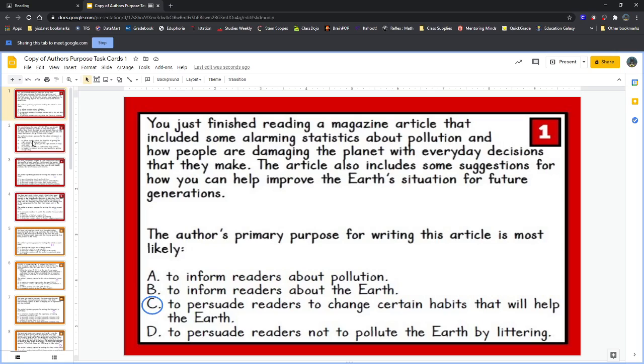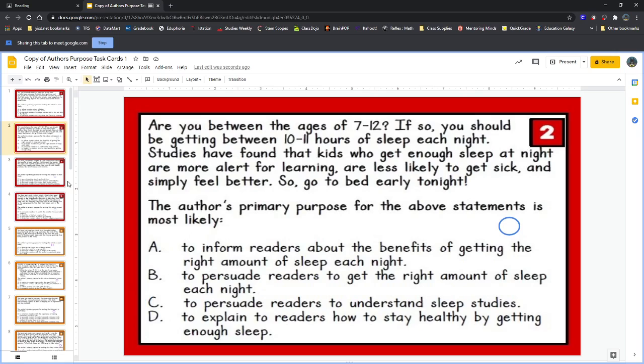And let's take a look at card number 2. We'll see if we can answer that question, why the author wrote that. Let's see what card number 2 has. Are you between the ages of 7 to 12 years old? If so, you should be getting between 10 and 11 hours of sleep each night. Studies have found that kids who get enough sleep at night are more alert for learning, are less likely to get sick, and simply feel better. So, go to bed early tonight.